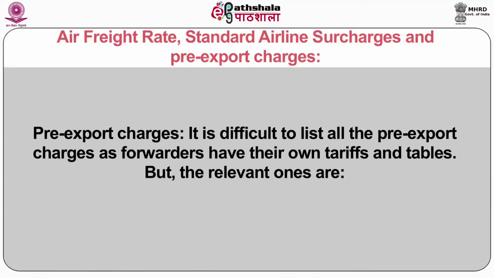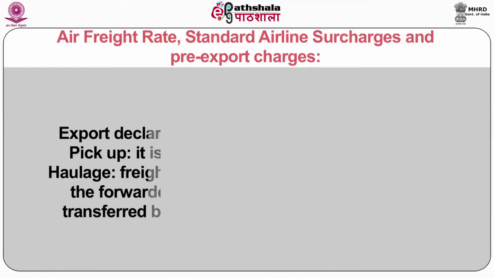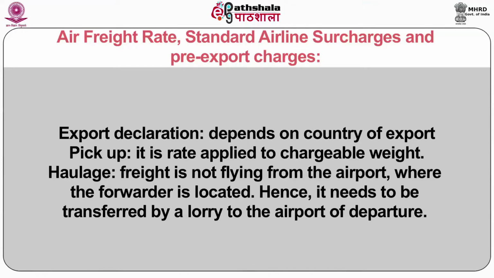It is difficult to list all the pre-export charges as forwarders have their own tariffs and tables, but the relevant ones are such as export declaration, which depends on the country of export. Pickup. It is a rate applied to the chargeable weight. Haulage. Freight is not flying from the airport where the forwarder is located. Hence, it needs to be transferred by a lorry to the airport for departure. Screening or X-ray charges. Each forwarder has its own tariff. Security regulations for air freight are very strict.